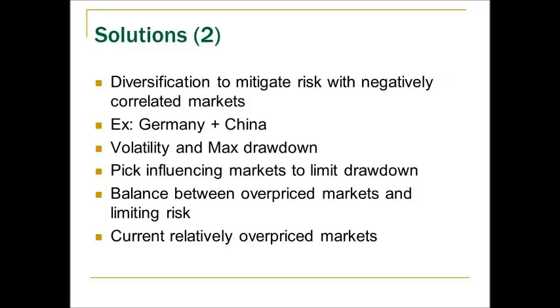And we have also the second factor, the maximum drawdown. When you look at maximum drawdown, the American market has a smaller drawdown when the other markets have a bigger drawdown for the same events. So if you want to take less risk at this moment of crisis, then you'd better be invested in the US instead of the other markets. So as I said, you have to pick influencing markets to limit drawdown. And finally, you have to make a kind of balance between overpriced markets and limiting risk.